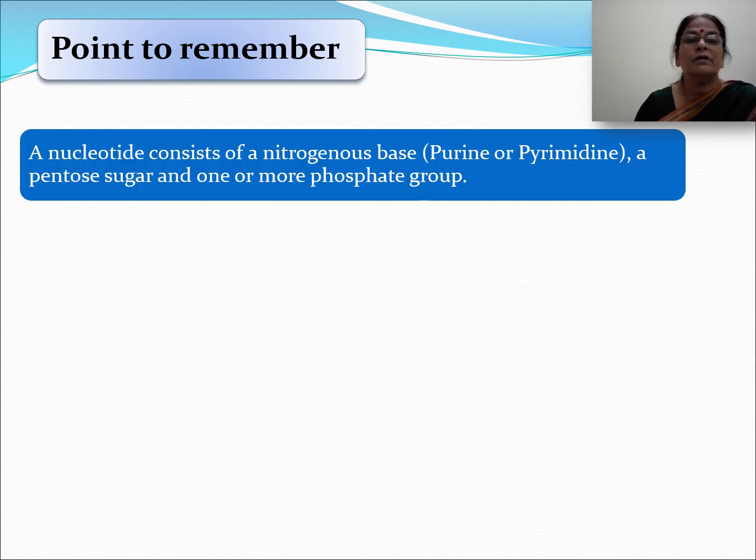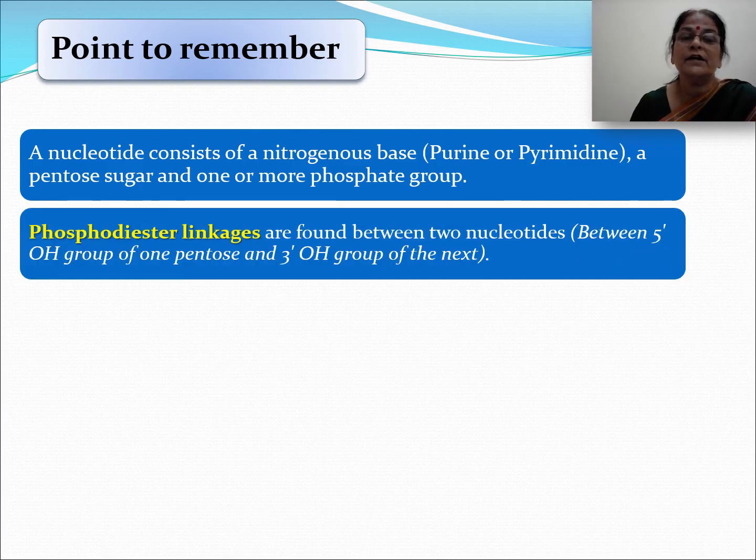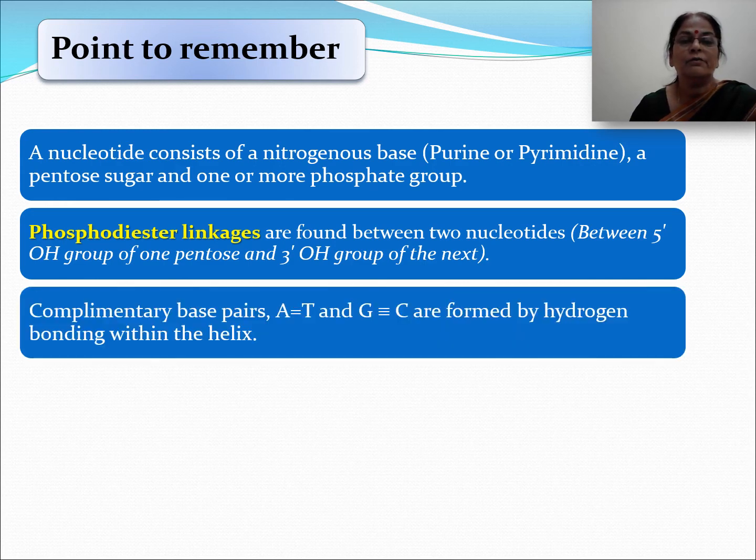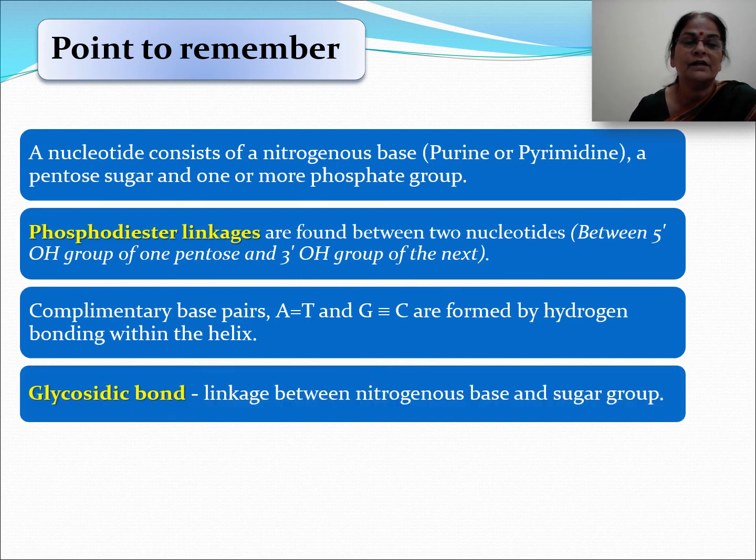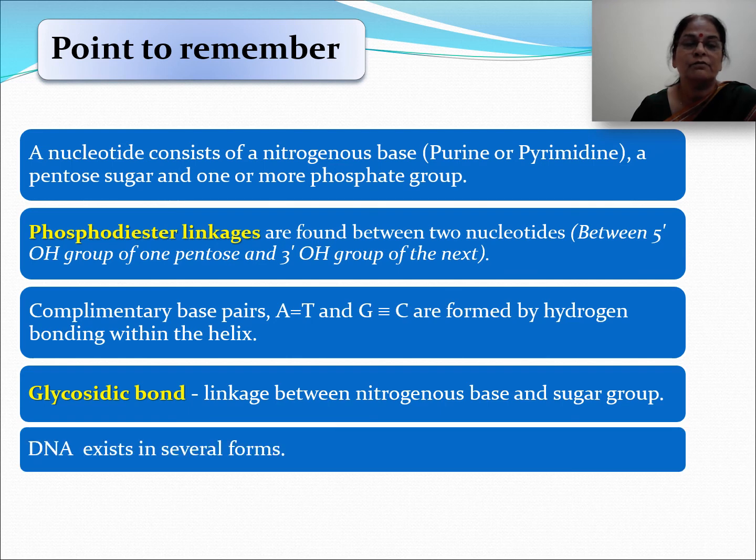Now you should remember some points. A nucleotide consists of nitrogenous base, purines and pyrimidines, a pentose sugar and one or more phosphate group. Nucleoside is pentose sugar and nitrogenous base. Phosphodiester linkages are found between two nucleotides, between 5 OH group of one pentose and 3 OH group of the next. Complementary base pairs AT, GC, they are formed by hydrogen bonding within the helix. Glycosidic bond linkages between nitrogenous base and sugar group.